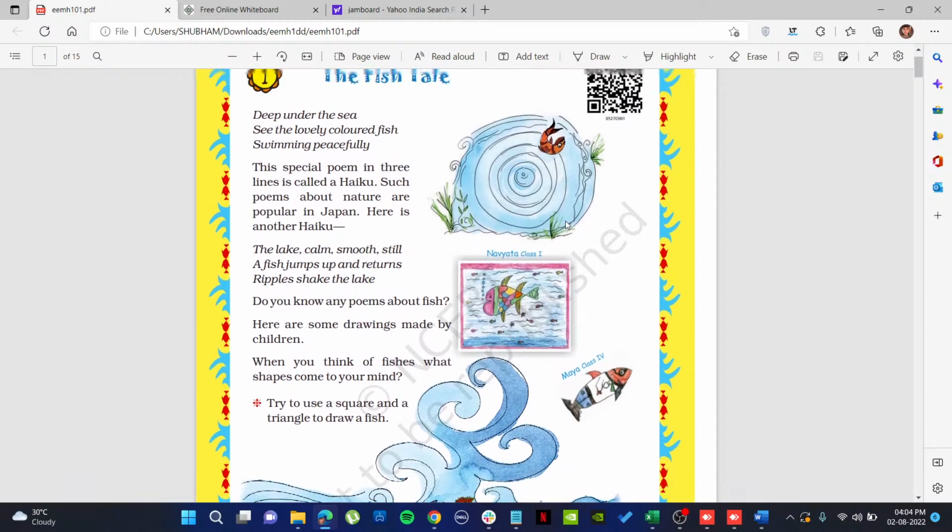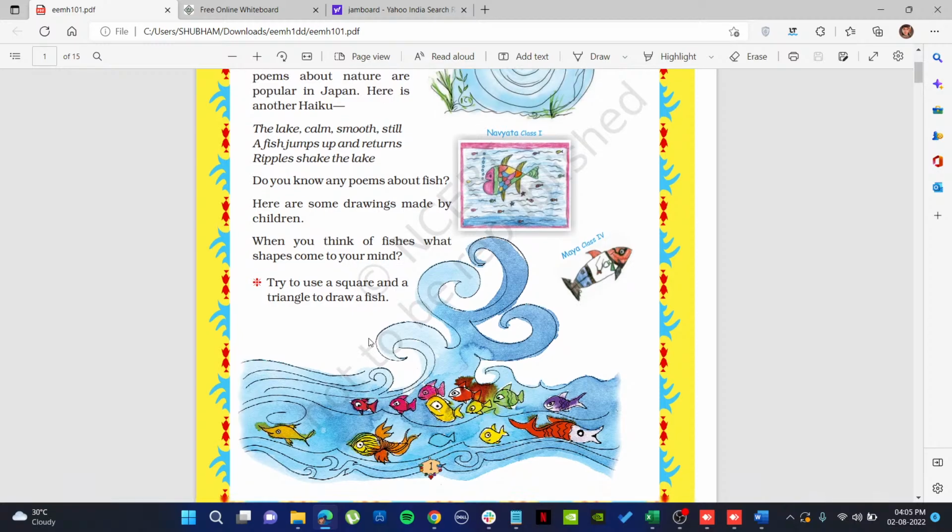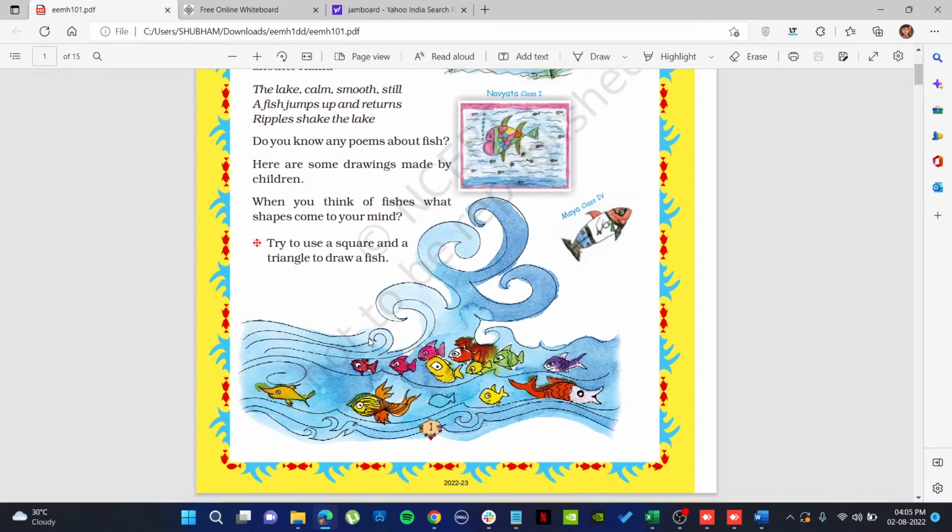Let's explore such drawing as well. Here we can see that a fish is swimming. So, when you think about fishes, what shapes come to your mind? Any idea? Let's explore it together. Here, we can see that it is written, try to use a square and a triangle to draw a fish. We can use a square and triangle to draw a fish. Let me tell you how.